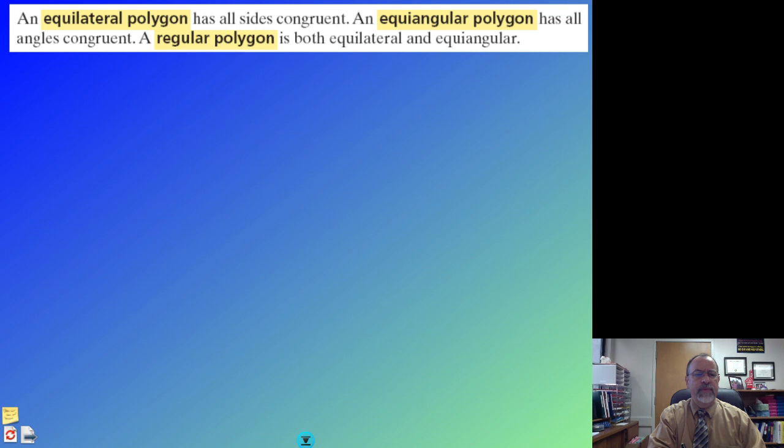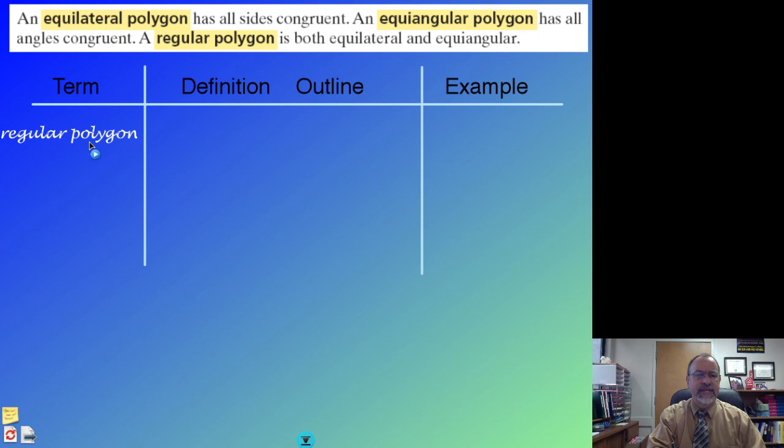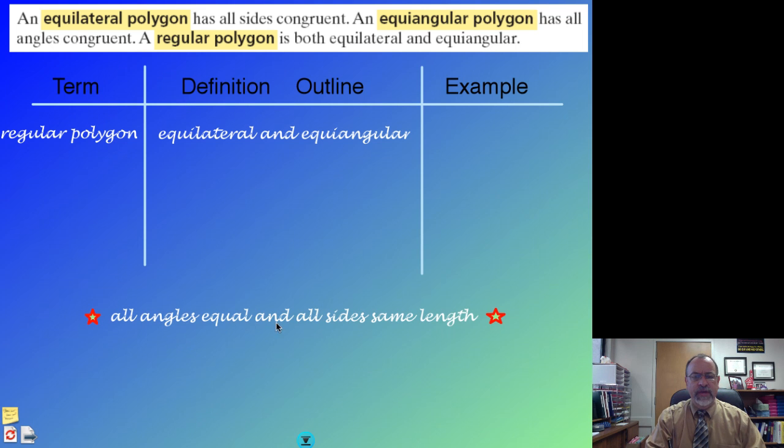And the important thing to remember here is that everything is equal. The sides are all the same measure and the angles are all the same measure. So real quickly, if we were to break that down into our definitions, a regular polygon has equal sides and equal angles. Okay, so we want you to make sure that you remember that. All the angles and all the sides are the exact same length.